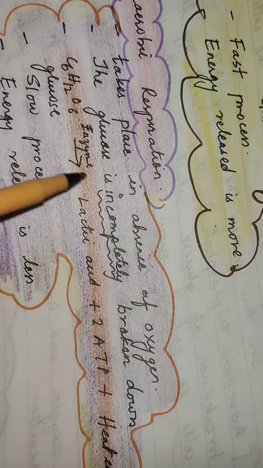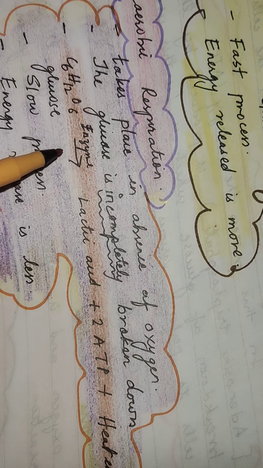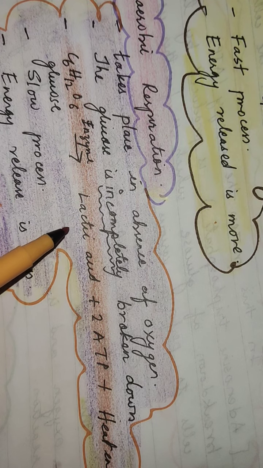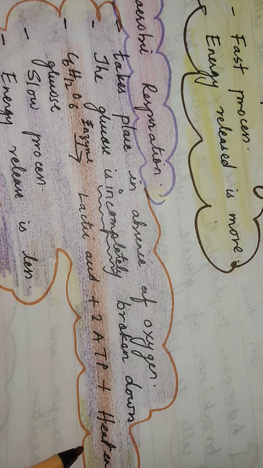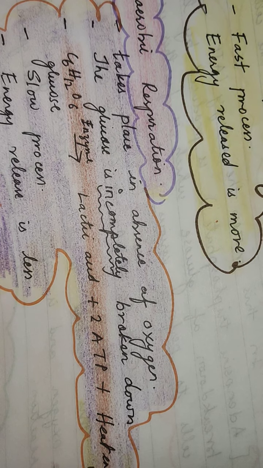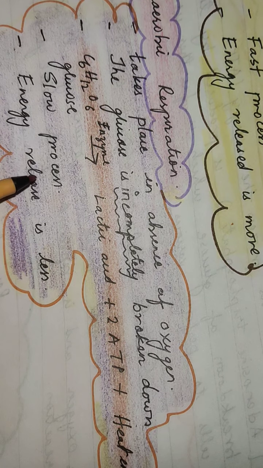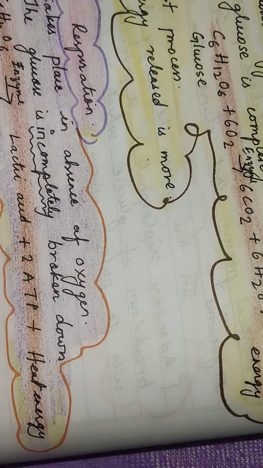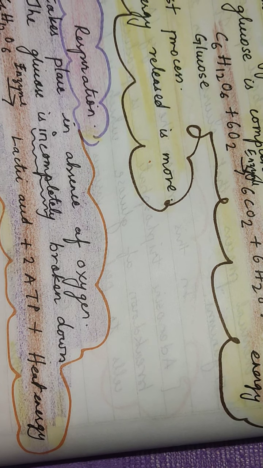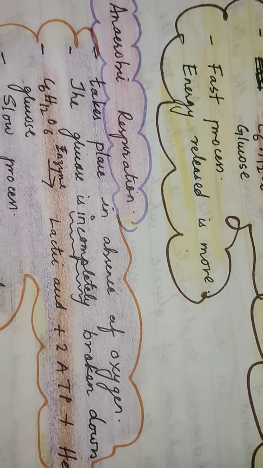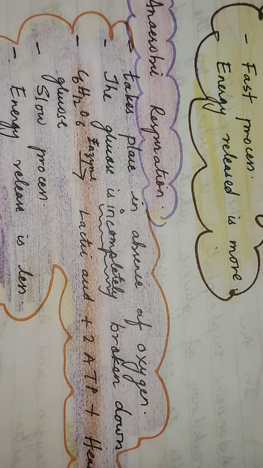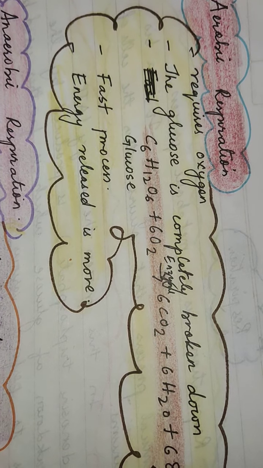So the glucose in absence of oxygen reacts with help of enzyme over there to produce lactic acid, ATP, and heat energy. It is a slow process and energy release is less, and less energy is released to ATP. Okay, so this is all we are going to learn for today: aerobic and anaerobic respiration.